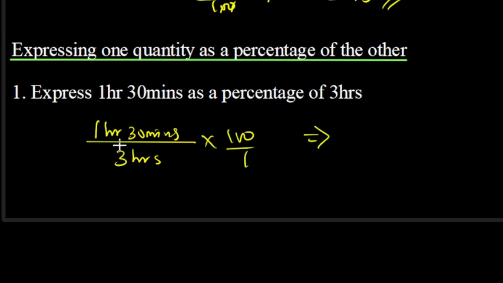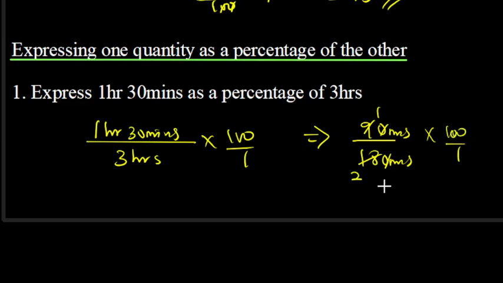Now 1 hour converted to minutes is 60 minutes. Okay, this becomes 90 minutes over 180 minutes, times 100 over 1. So this we cancel, 9 here 1, 9 here 2, so this becomes 100 over 2, which is 50%. Yeah, 50%.